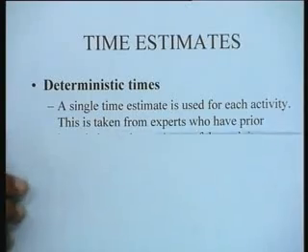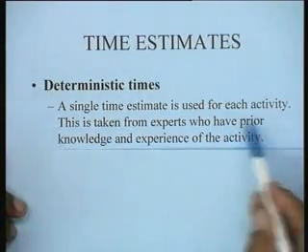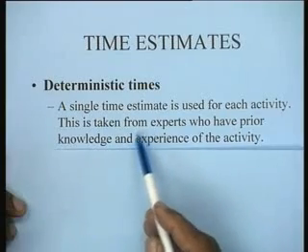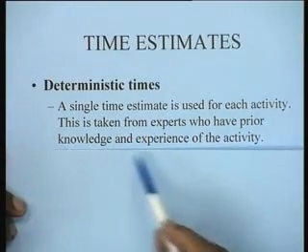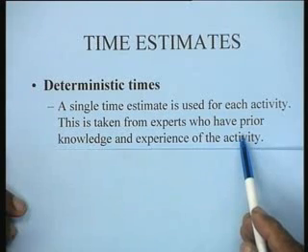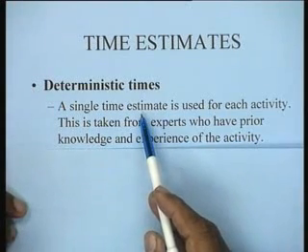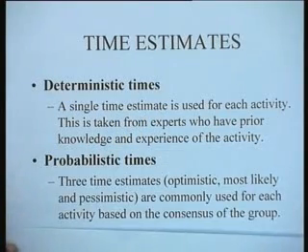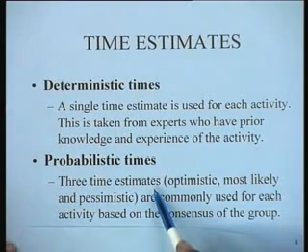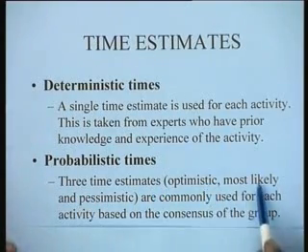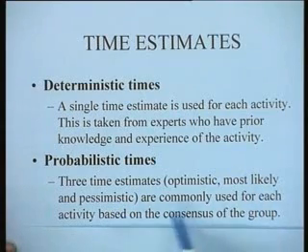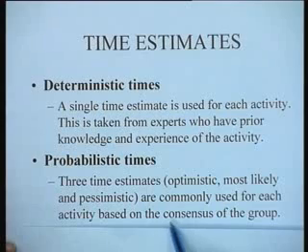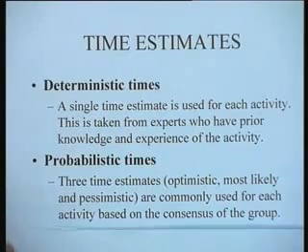As far as the manner in which these estimates are obtained, here is what we can say. In deterministic times, a single time estimate is used for each activity, and this is taken from experts who have prior knowledge and experience of the activity. So we are working only with a single time estimate for each activity, whereas in probabilistic times typically three time estimates are used: the optimistic, most likely and pessimistic. And these are generally obtained based on a consensus of the group of people who are working on these various jobs.